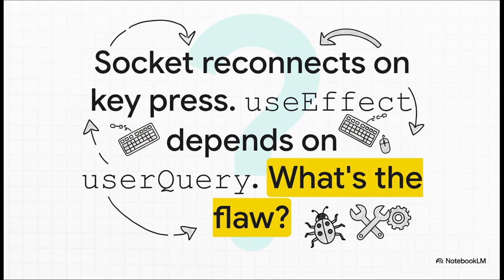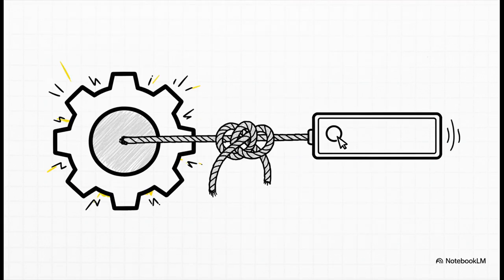Okay, now for the real challenge, the crucible. You're typing in a search box and you notice the socket disconnects and reconnects on every single key press. You check the code and you see the connection logic is inside a useEffect hook, but its dependency array includes userQuery. What's the architectural flaw here? The fundamental mistake is right there.